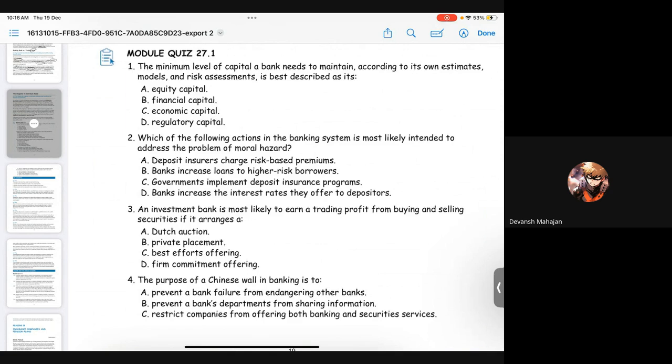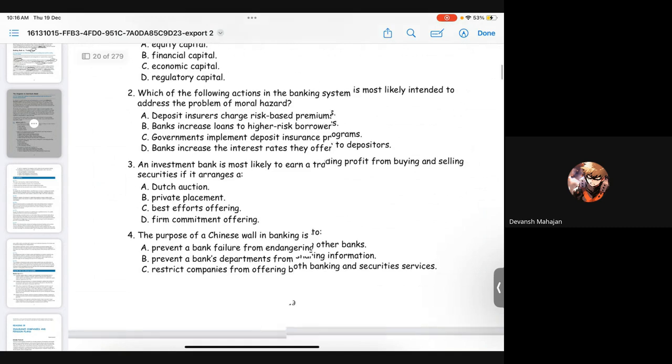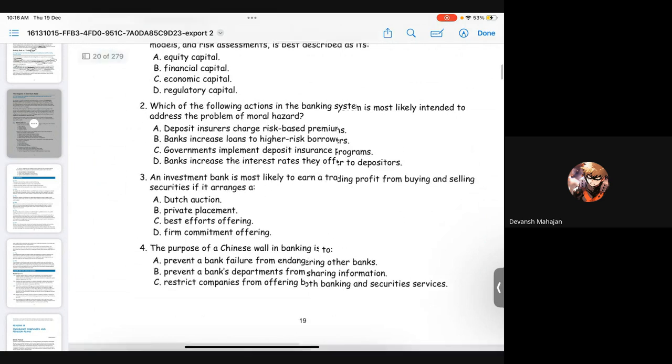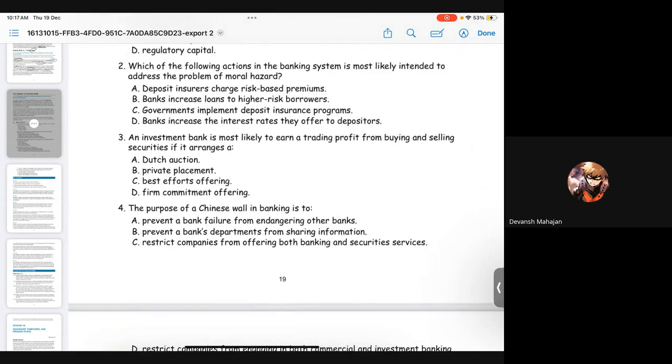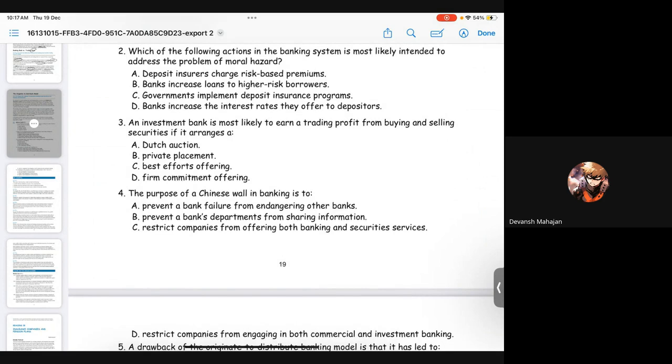An investment bank is most likely to earn a trading profit from buying and selling securities if it arranges a Dutch auction, private placement, or firm commitment. Firm commitment. Correct. Purpose of a Chinese wall in banking is to prevent a bank failure from endangering other banks, or prevent a bank's departments from sharing information. And this was conflict of interest, right? Yes, this restricts information sharing between departments. B. Right.